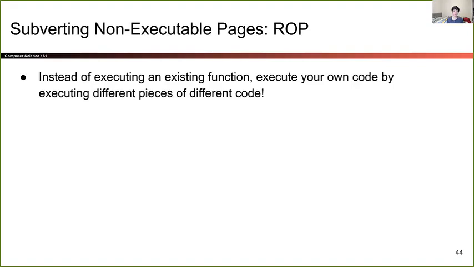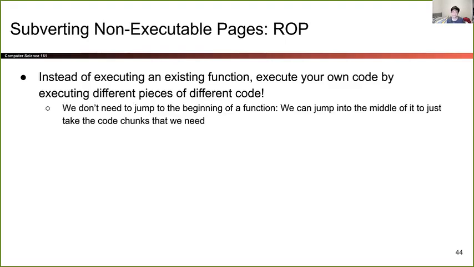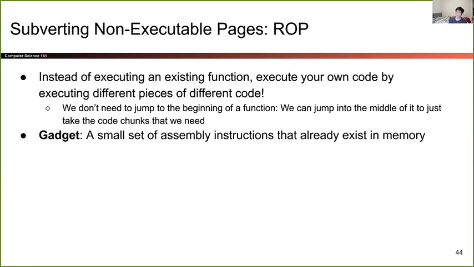Now we're going to take this idea and we're basically going to turn it up to its extremes. Instead of executing just a single existing function, we can still execute any code that we want if we chain together different pieces of code. We don't need to jump to the beginning of a function because every instruction has its own address. We could, in theory, put the RIP as somewhere in the middle of a function, and then we'll jump there and just continue executing. So we're going to call each chain of instructions that we execute because of a return a gadget. There's just a small set of assembly instructions that are somewhere in memory.